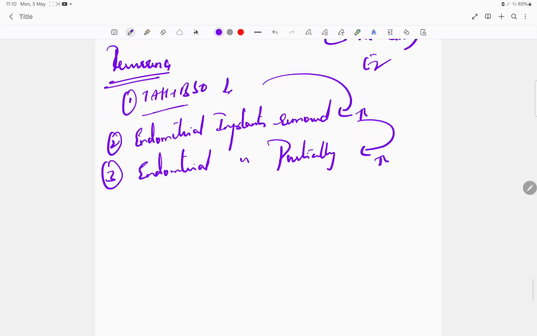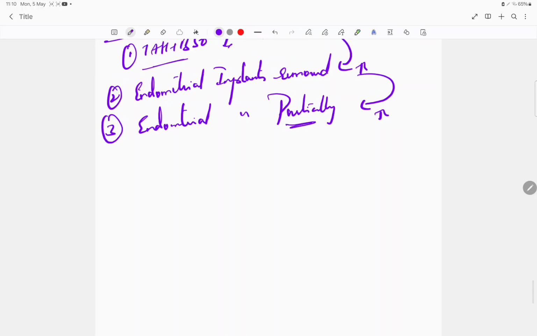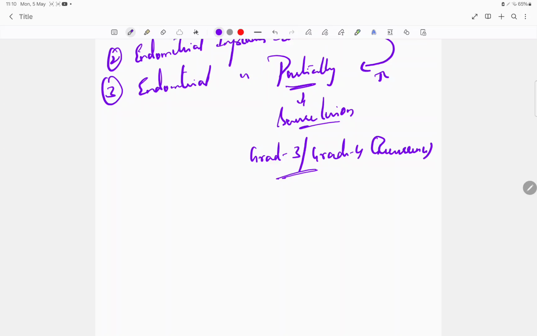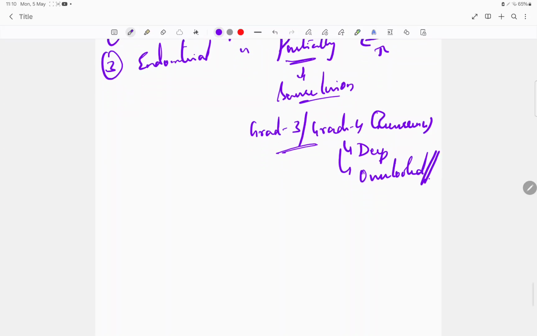Okay, now, just now I told you that if you removed partially, it indicates severe lesions, right? It's a severe lesion. So you can say that in grade 3 as well as grade 4 the recurrence rate is very high, because there is a chance that we cannot remove a few lesions, or sometimes we can overlook them. So the deep-seated lesions or overlooked lesions will be there, and because of this there might be chances of recurrence.